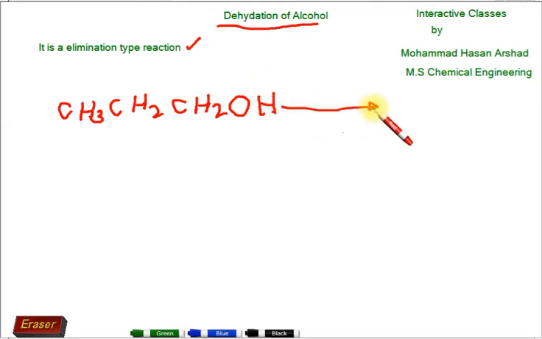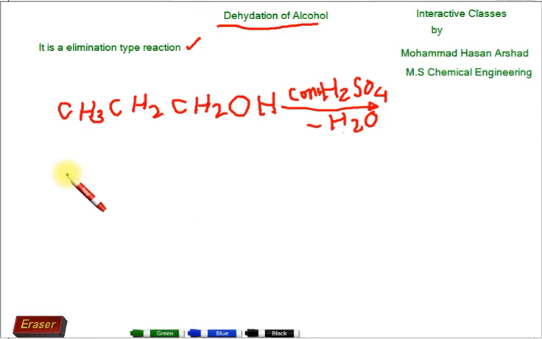So here you have 1-propyl alcohol. When we say dehydration of alcohol, we have a dehydrating agent, right? A strong acid like H2SO4, we need H+. Why we need H+, we'll see. Concentrated H2SO4 will remove water, minus H2O. That is dehydration of alcohol.